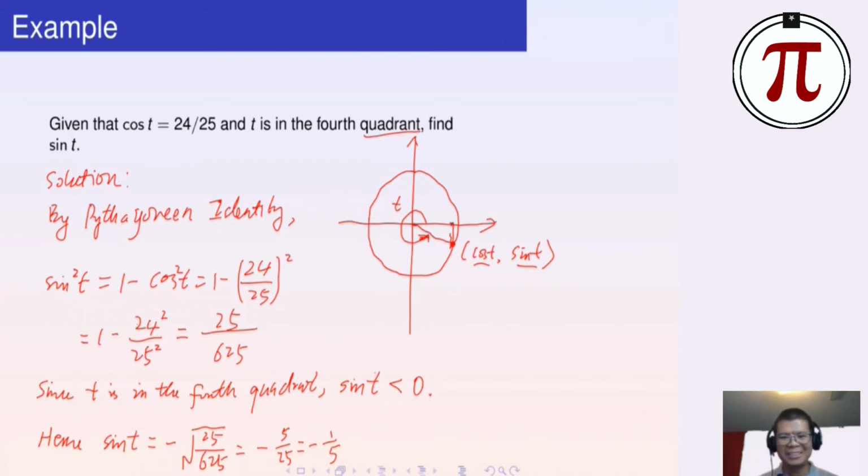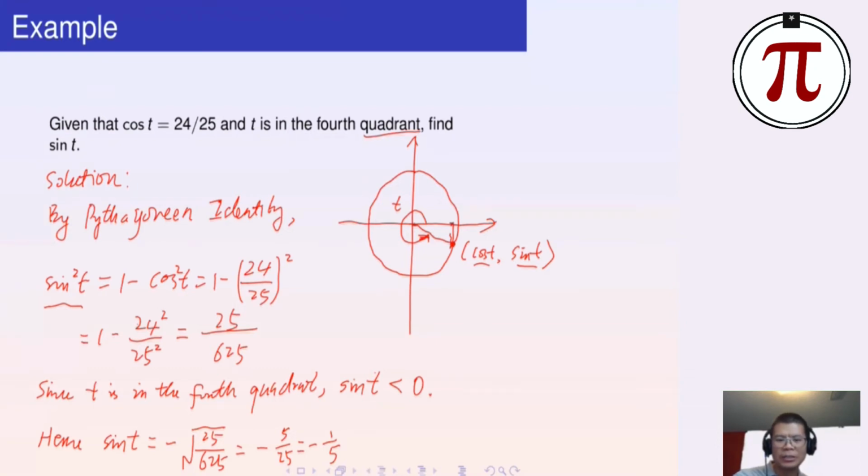Okay, all right. Let's do this one together. Anybody found this one? So let's do this one together. By the Pythagorean identity, we have sine of t squared equals 1 minus cosine t squared, equals 1 minus 24 over 25 squared, which is 1 minus this one, right? You can use the calculator to find out.